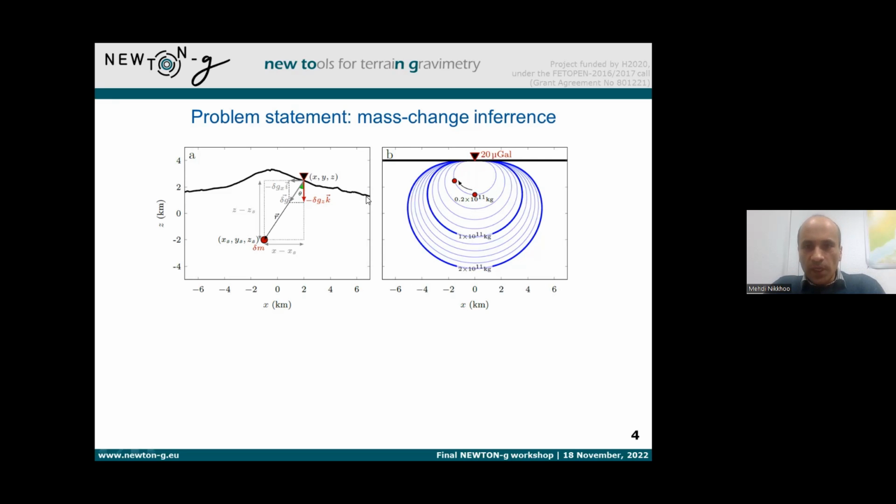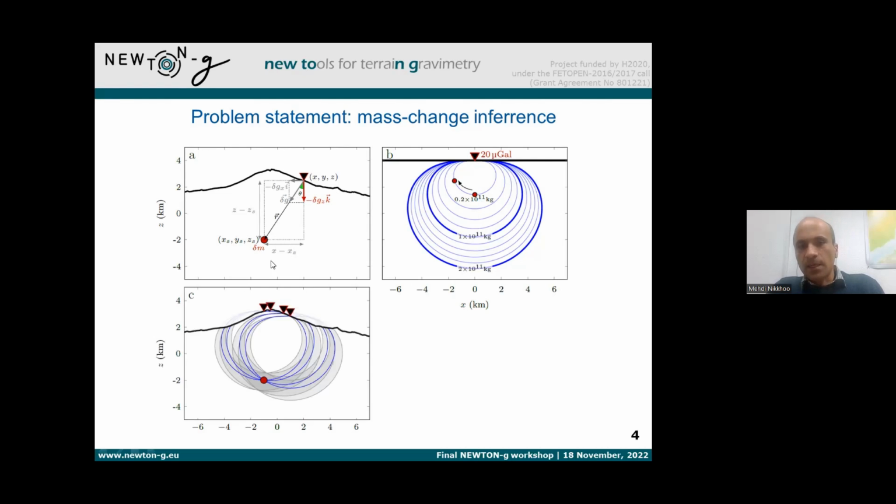So what we want to do in this problem is to infer the parameters of point masses, new masses intruded into the edifice of a volcano, for instance. And each point mass has 4 parameters. 3 are the coordinates of the point mass, and the 4th parameter is the amount of mass. If you want to constrain these parameters by using gravimeters only, we need at least 4 gravimeters because we have 4 unknowns. And the problem can be visualized this way.